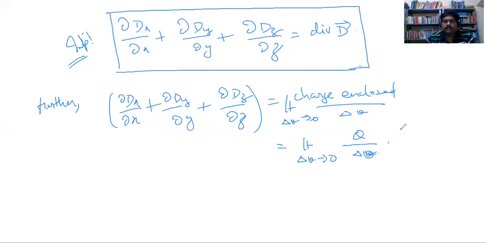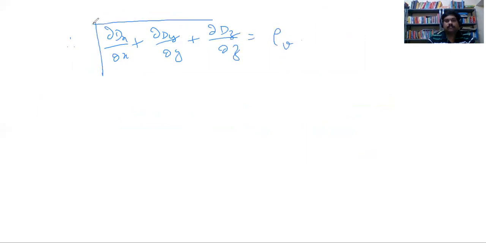Now is this familiar? Have you seen this somewhere? Yes. So this is nothing but rho V, which is volume charge density. Okay. So therefore, ∂Dx/∂x plus ∂Dy/∂y plus ∂Dz/∂z equals rho V. Very, very important equation.